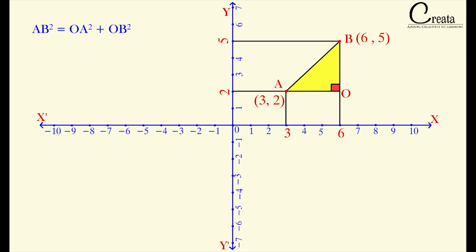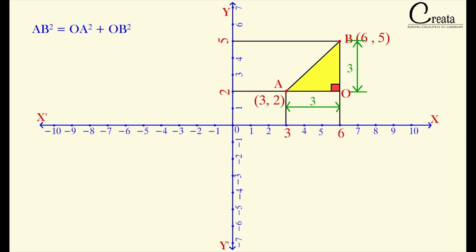With the help of these coordinates, can we calculate the distances OA and OB? Here, this length is 3 and this complete length is 6. So, can we calculate OA as 6 minus 3? That will be equal to 3 units. Similarly, OB will be equal to 5 minus 2, that will be equal to 3. So, for this triangle, we got these two legs as 3 units.